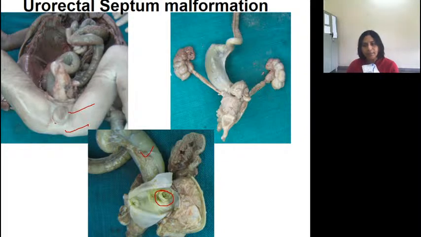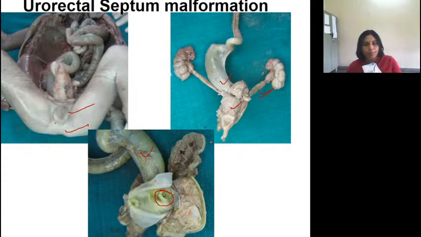And you can see the ureters, this is the bladder here, and the rectum also opening into the bladder. So this is an example of the urorectal septum malformation. When there is failure of formation of the urorectal septum, the cloaca will be persistent. The common cloaca will be there. Cloaca is nothing but the common chamber for the urinary system as well as the GIT, that is the gastrointestinal system, and it fails to separate when there is failure of formation of the urorectal septum, that leads to the abnormalities. This is one example of the urorectal septum malformation.